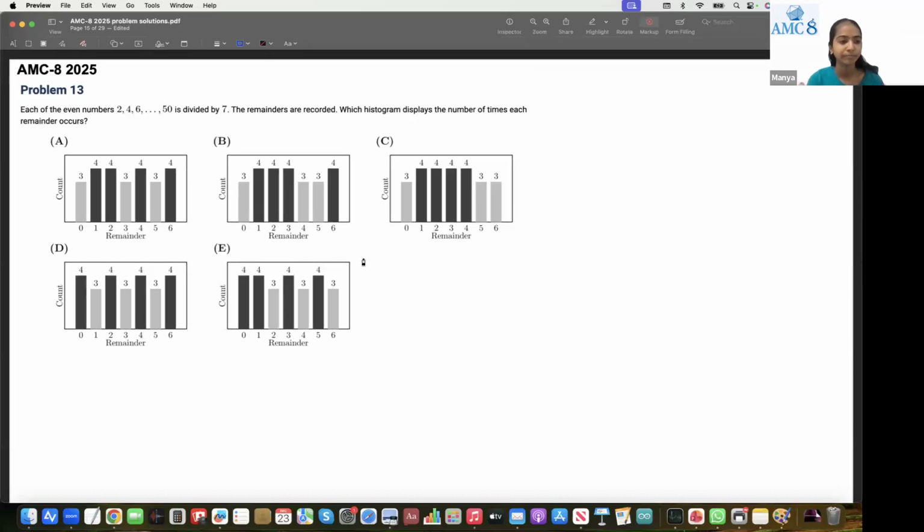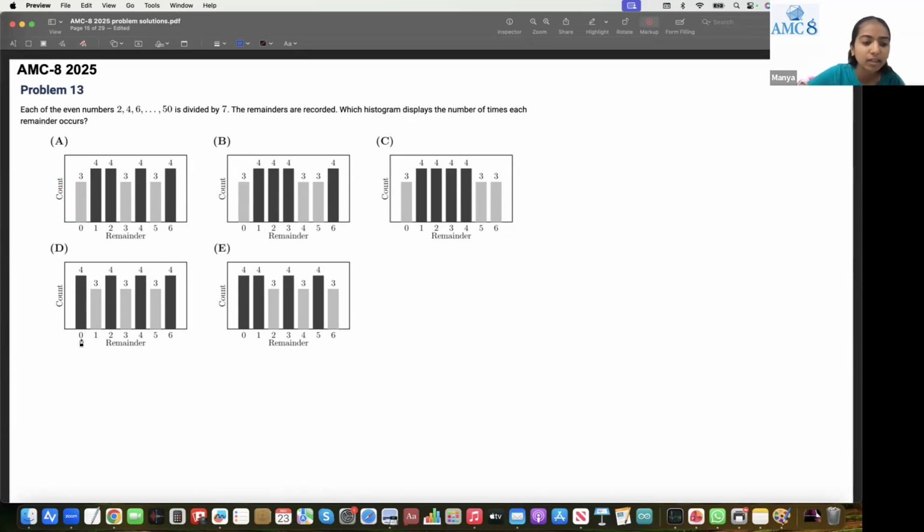Problem number 13. Each of the even numbers 2, 4, 6, and all the way until 50 is divided by 7. The remainders are recorded. Which histogram displays the number of times each remainder occurs? So we know that they're just giving us options for the histogram here.